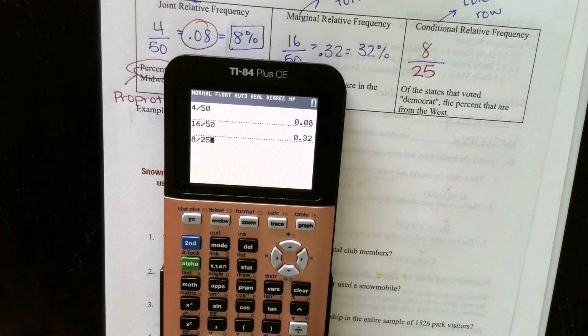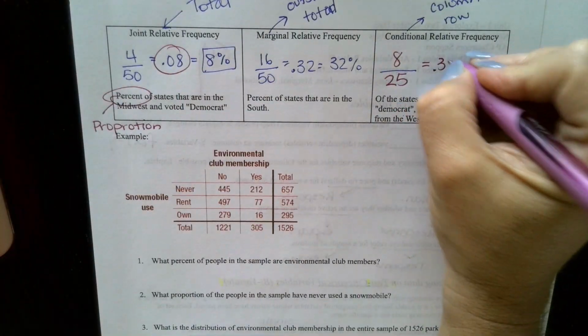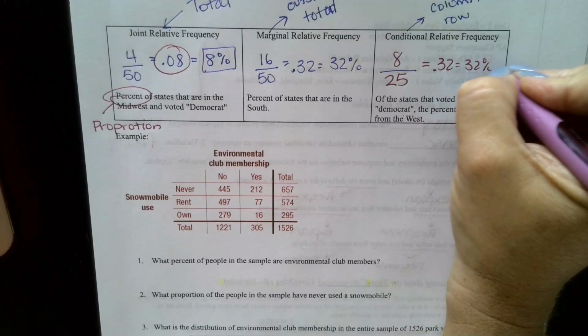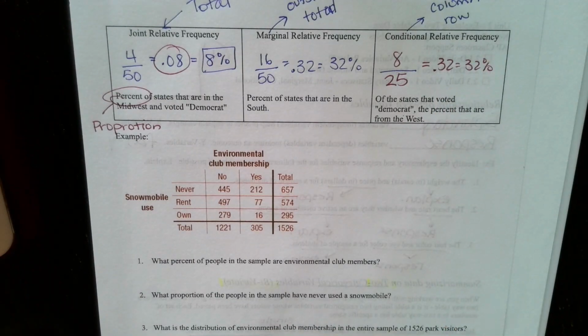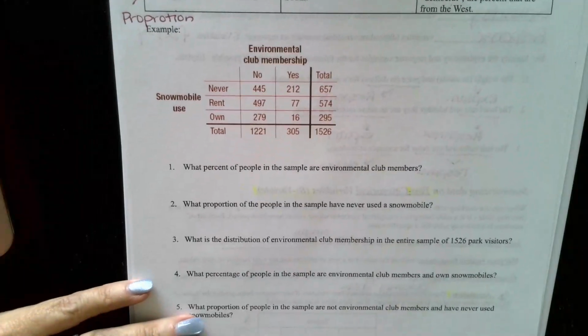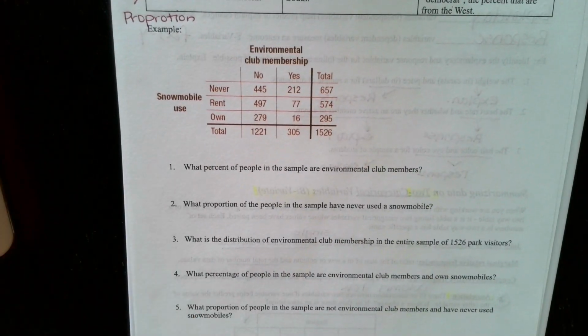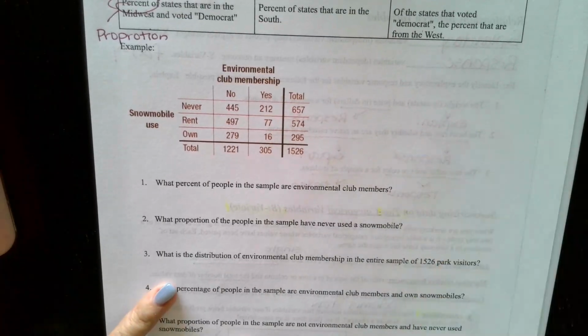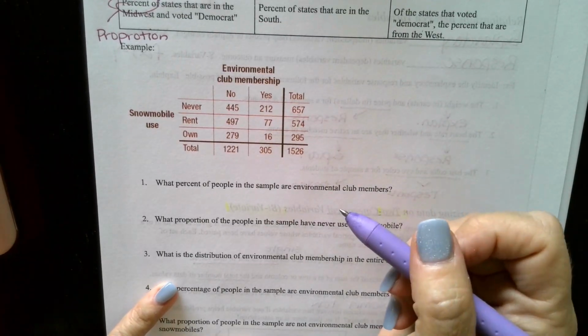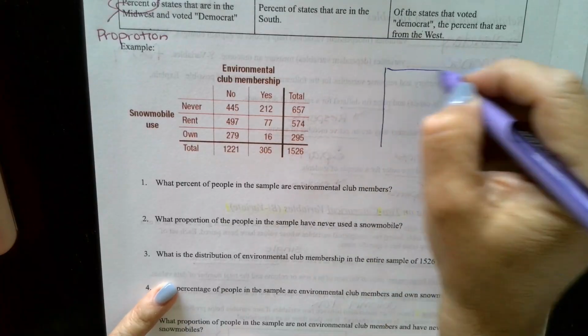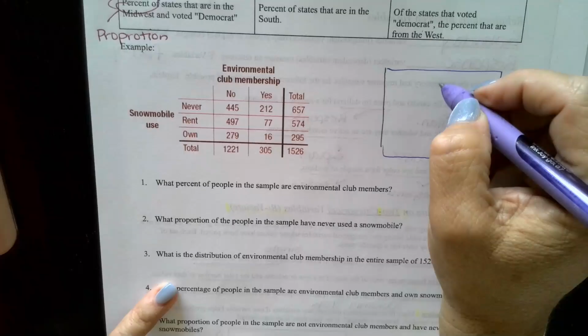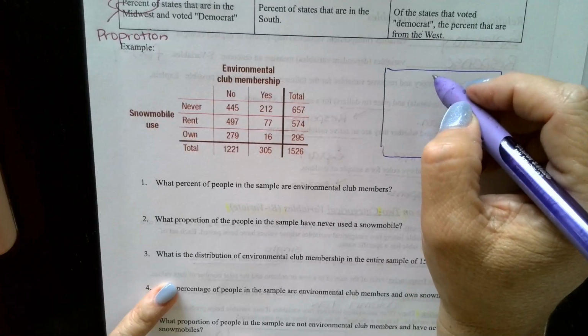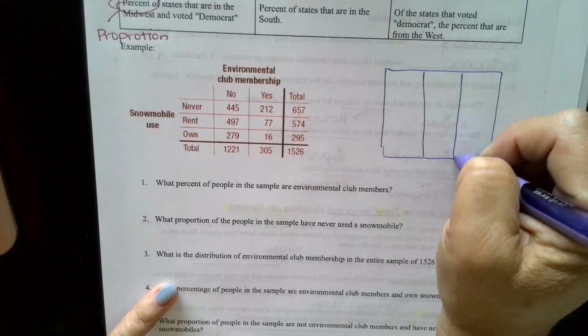So 8 divided by 25 also gives me 0.32, which is 32%. Okay, so here's an example problem, and it talks about environmental club membership. I'm going to give you a little cheat sheet table, and I want you to just go ahead and write it over here. And this might help you if it asks you specifically for, hold on, let me just make my table really quick.